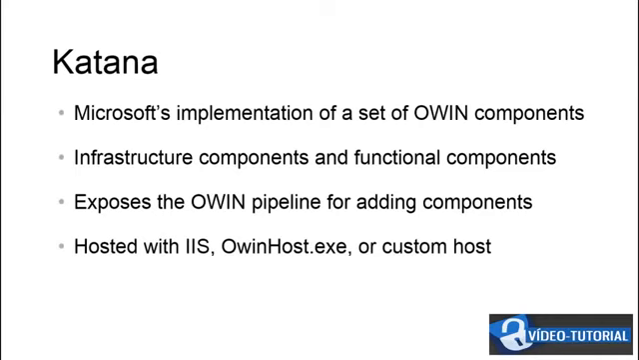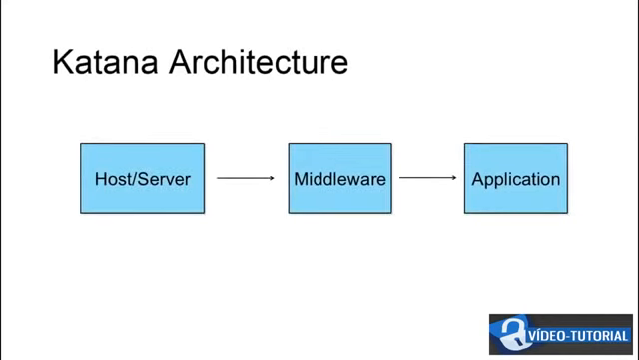Here are the four high-level pieces of a project that makes use of Katana. We have a host, which is responsible for managing the main process of the application, and a server, which is responsible for listening for requests and then forwarding them to the OWIN pipeline. If we're just using IIS, then IIS accounts for both of these pieces. Otherwise, it's possible to use two separate replaceable components.